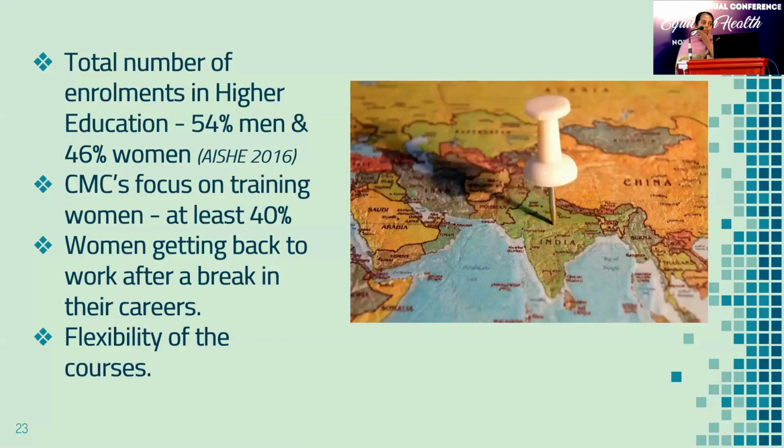So if we just look at a couple of things here, according to the All India Survey of Higher Education, it's a survey that happens every couple of years. In higher education, the total number of enrollments gender-wise is 54% men and 46% women. This is, of course, from 2016. Numbers have probably changed now. But across any stream, if you look, women find it more challenging to be there and to commit and do it, although they really want to.